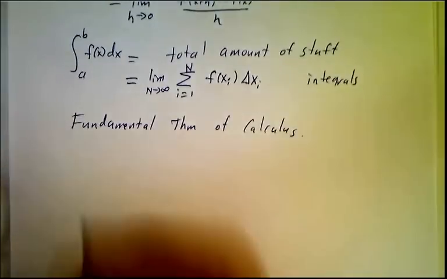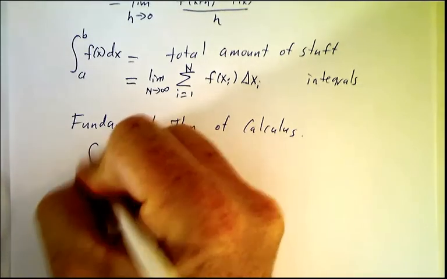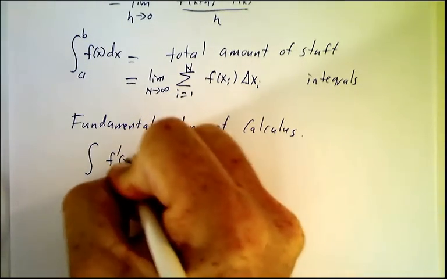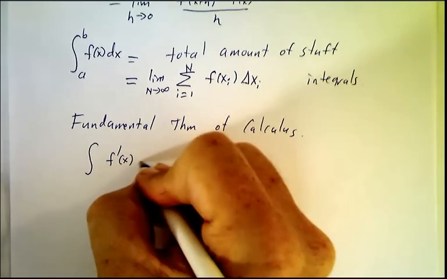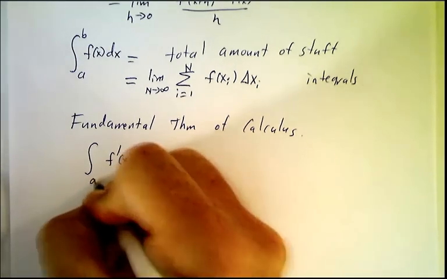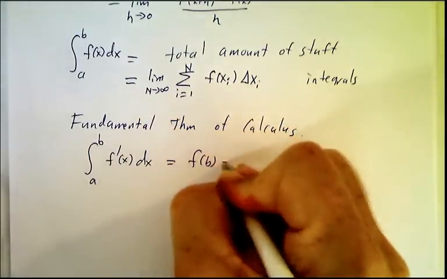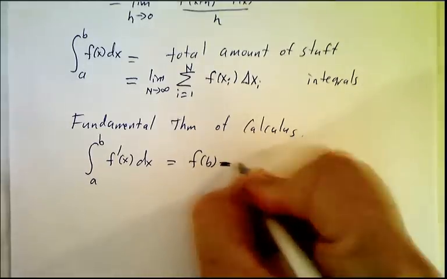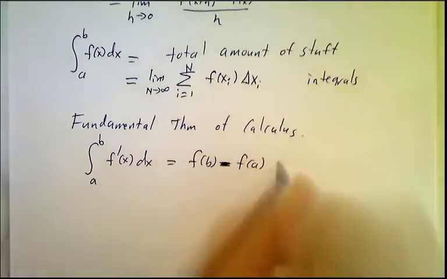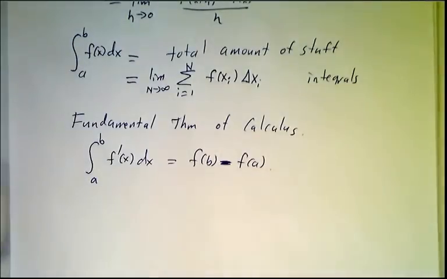The version that we're going to talk about today says that if you first take the derivative of the function and then integrate that derivative from a to b, you just get the value at b minus the value at a. So this gives us a really good way to figure out integrals.